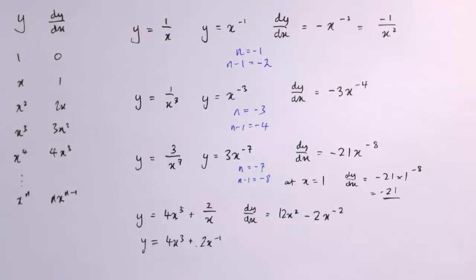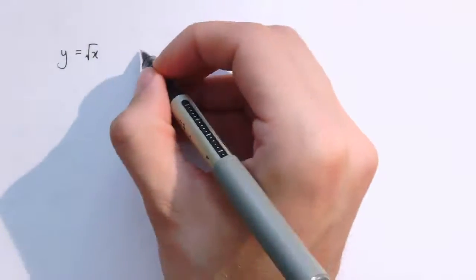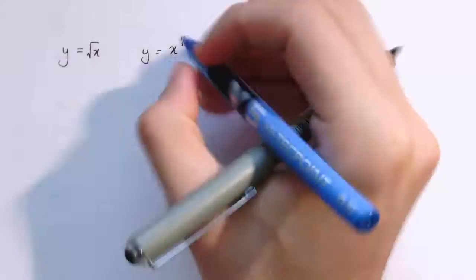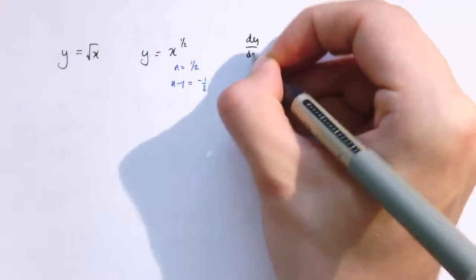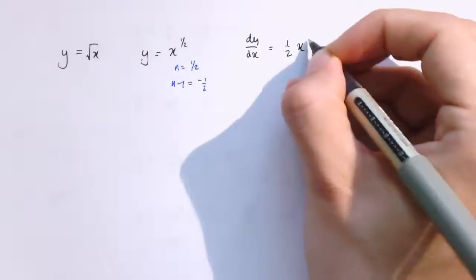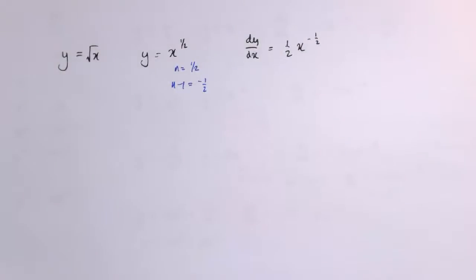We're able to work out the gradients of quite complex functions, functions that we might not obviously know how to draw even, and we don't have to draw their graphs, by just applying this rule. And it turns out we can go even further than that, not just whole numbers, but something like y equals the square root of x. Well, you could write that as y equals x to the 1/2. And now we'd have n equals 1/2, and n minus 1 would be half minus 1, which is minus 1/2. So dy by dx would be 1/2 x to the minus 1/2.